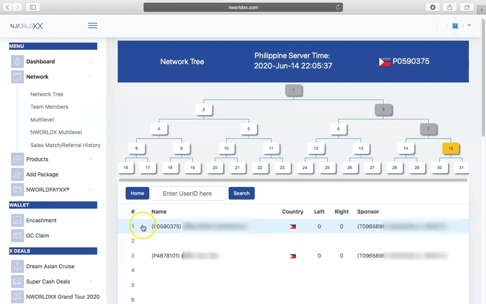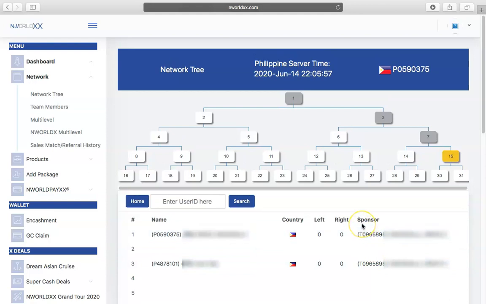the information down here. So the number is the label that you can find in the structure, and also the NTC number, the name of your distributor, and the country, whether that person is under your left or in your right, and also the sponsor. So this is what you are going to find in your network tree under your network menu.